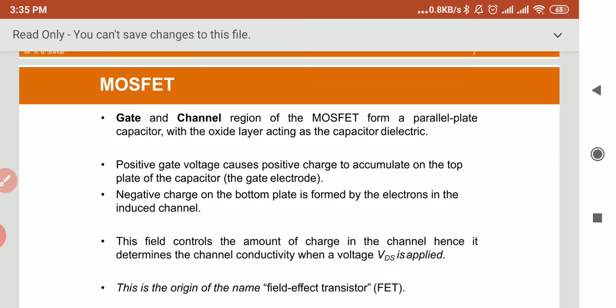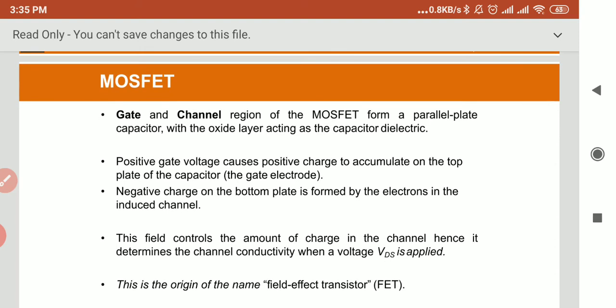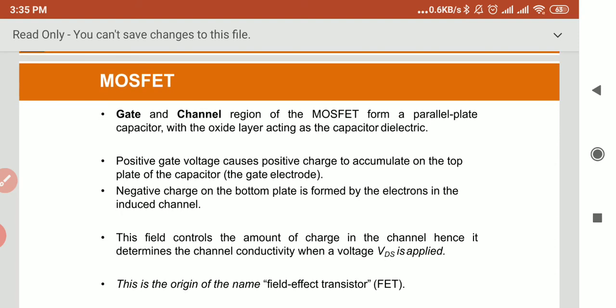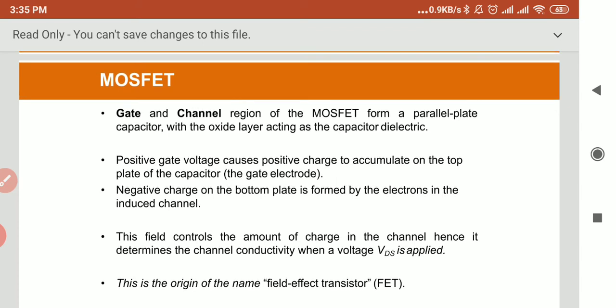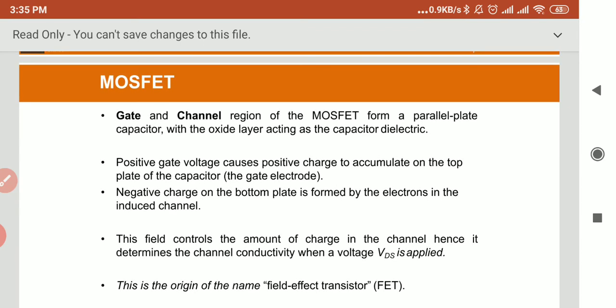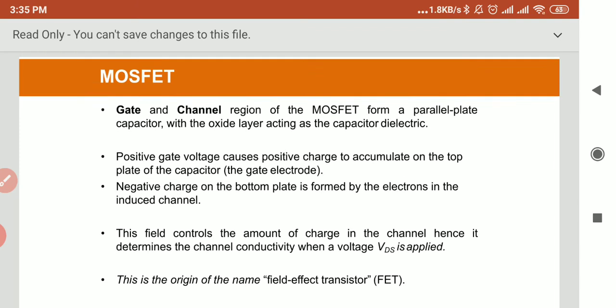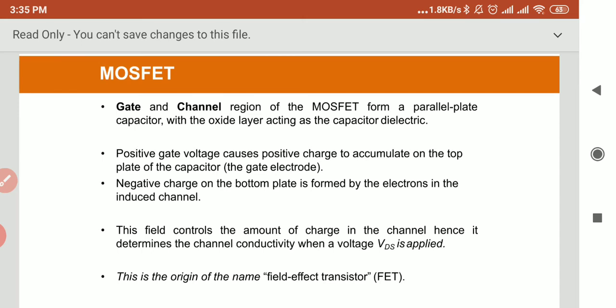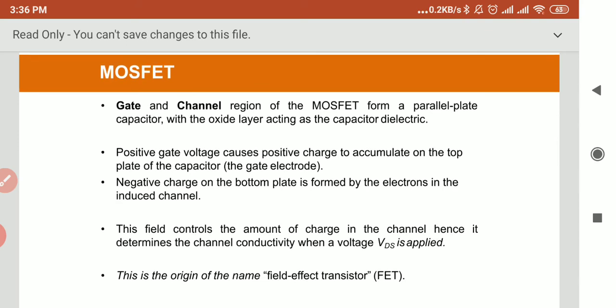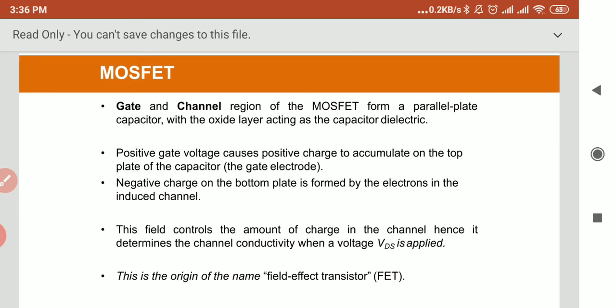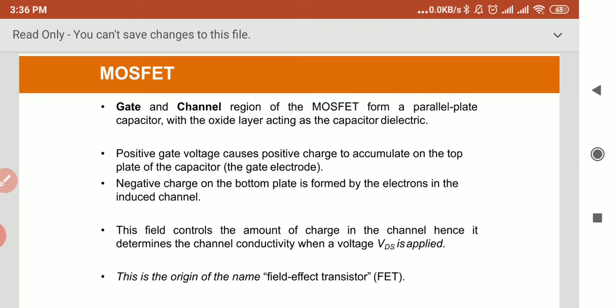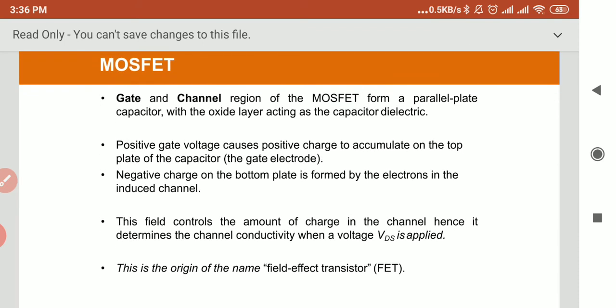Gate and channel region of MOSFET form a parallel plate capacitor with oxide layer acting as a capacitor dielectric. As we have seen here, these layers will form an oxide capacitor. This oxide capacitance is calculated as the ratio of permittivity to the thickness of oxide. The permittivity means the ability to store electric charges.